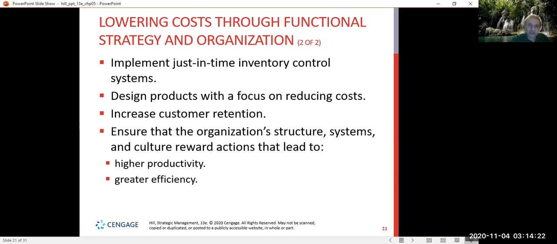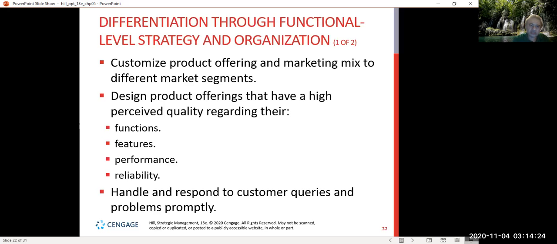तो अब डिफरेंशिएशन की हम बात कर लेते हैं. Differentiation through functional level strategy and the organization. As with the lower cost, to successfully differentiate itself, a company must pursue the right action at the functional level, and it must organize itself appropriately.